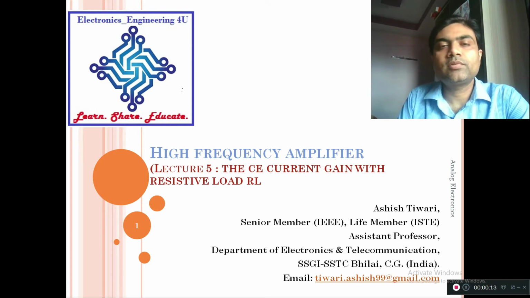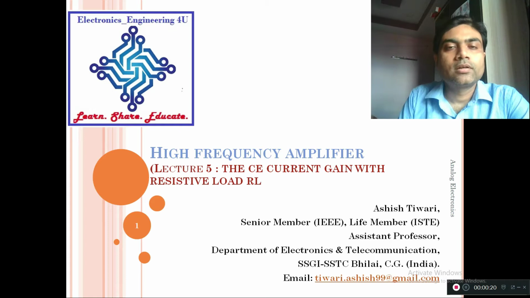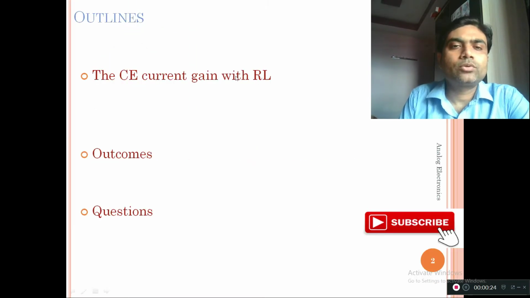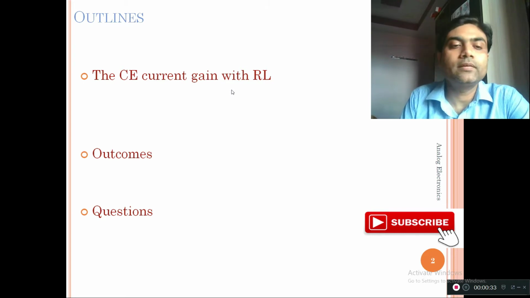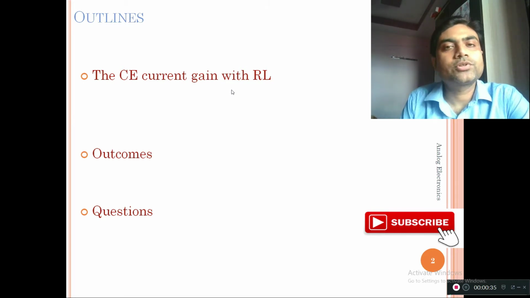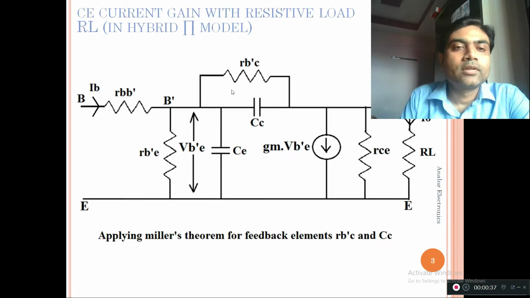In the previous lecture we discussed how the gain is related to the frequency when we apply the short circuit current gain. Today's topic is common emitter current gain with the resistive load, when we have not applied the short circuit analysis. Then what will be the effect on the gain? Outcome of today's lecture and the question related to today's lecture.